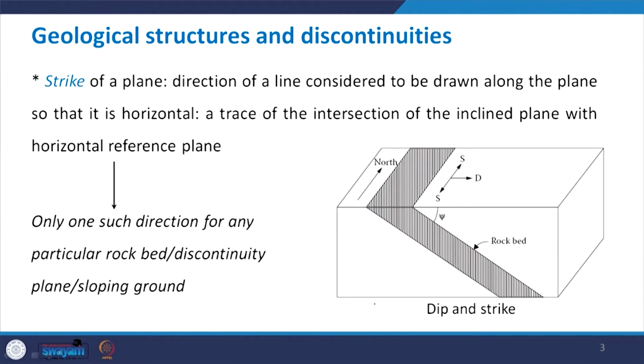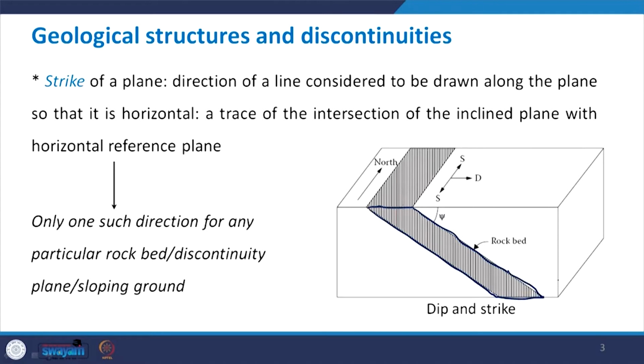Let us see in detail how we can determine this strike, or what exactly is its definition. As I mentioned, the strike of a plane is the direction of a line considered to be drawn along the plane so that it is horizontal, or in other words, it is the trace of the intersection of the inclined plane with the horizontal reference plane. Just imagine that this is the plane, okay.